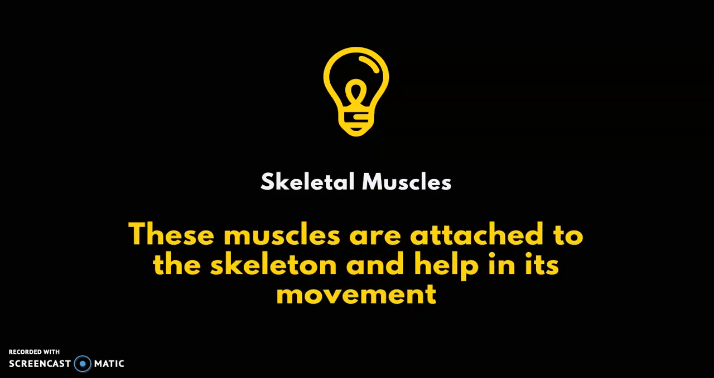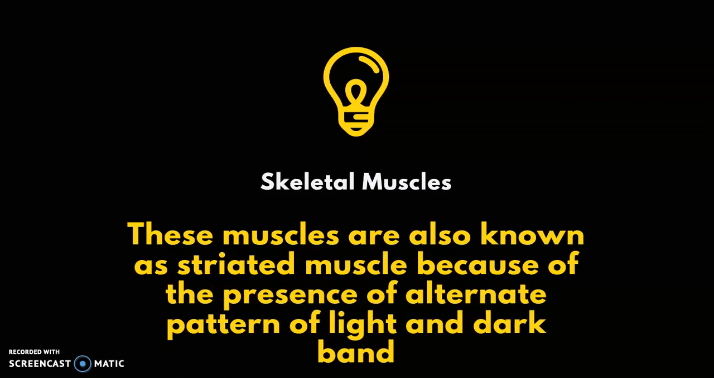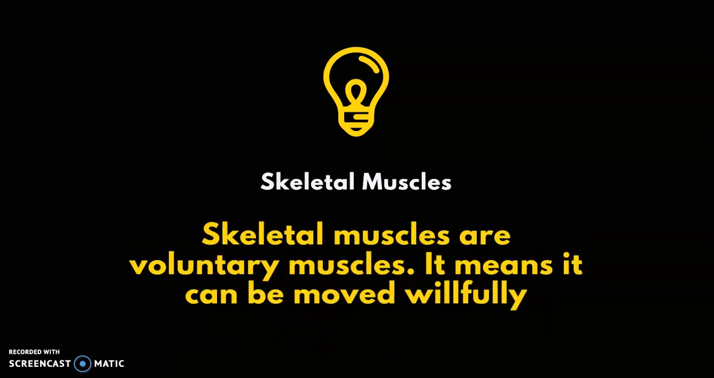Now skeletal muscles are attached to the skeleton and help in the movement of our body. Skeletal muscles are also known as striated muscles because of the presence of an alternate pattern of light and dark bands in the muscle. These are voluntary muscles, which means they can be moved willfully.